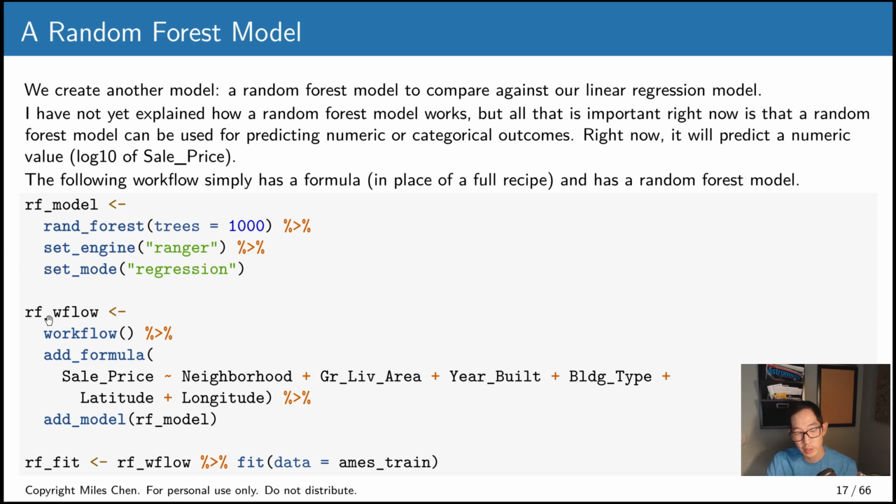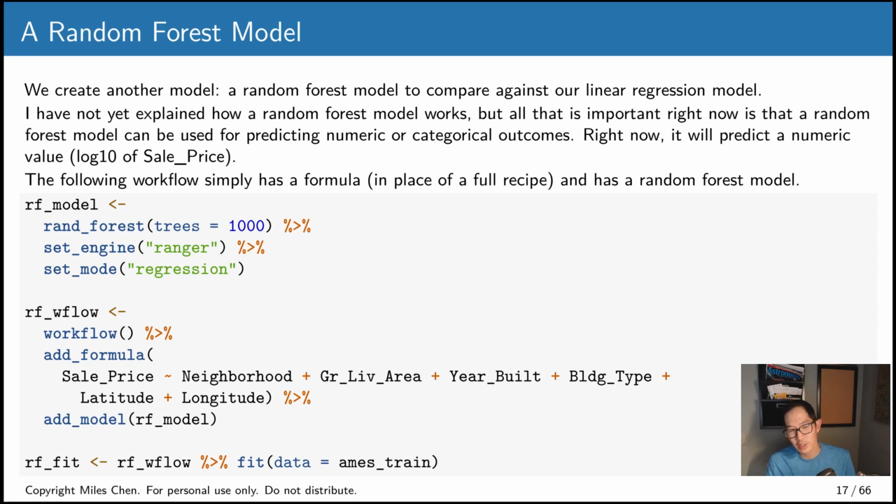For the workflow, we're not going to add a recipe. We're just going to add a formula, and we'll add a model. We don't need a recipe because a random forest just partitions the data. It takes a variable and splits it, and we don't need to convert categorical variables into numbers, so we don't need to make dummy variables out of neighborhood or building type. Random forest will just say, these categories go down one side of the split, and these categories go down the other side, so it can work with categorical variables directly.